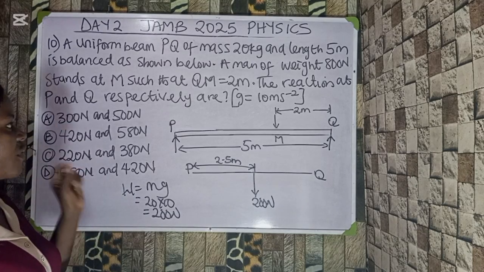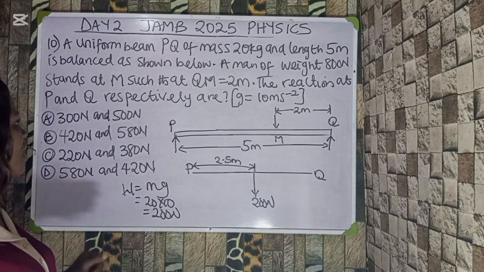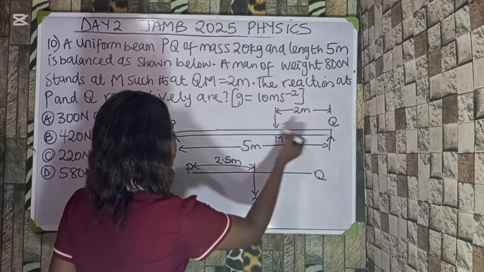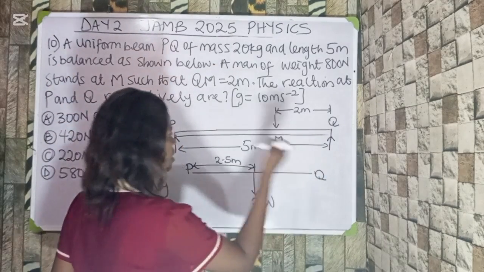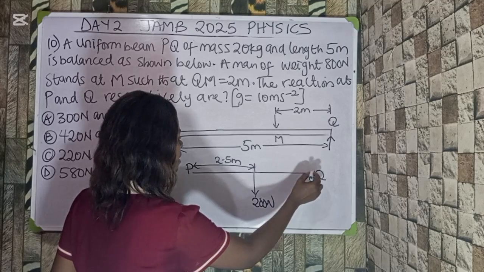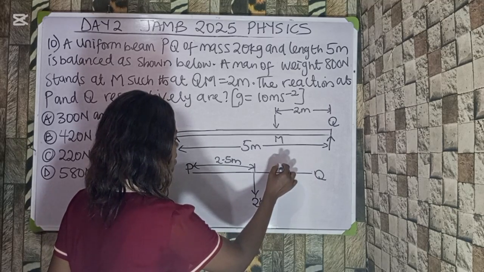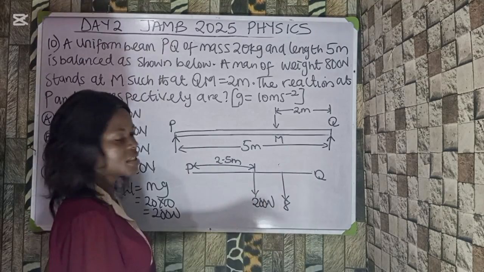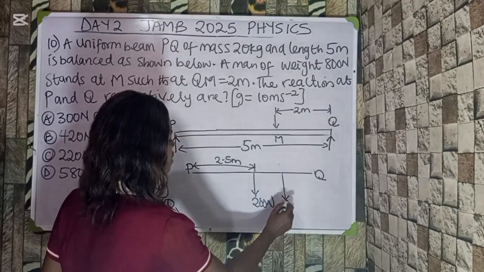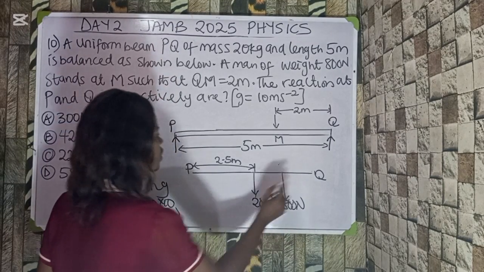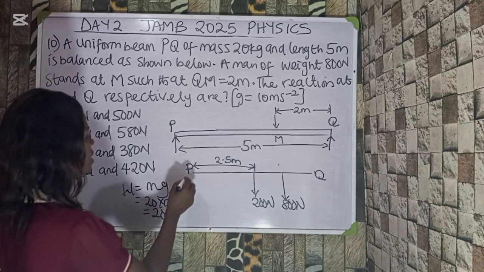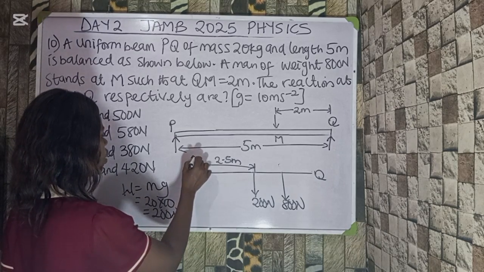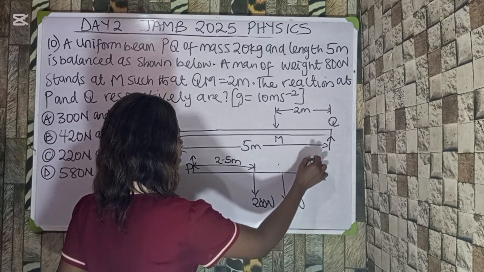A man of weight 800 Newton stands at M. So where is M? From here to here, it stands at 2 meters from point Q, right? So from here, I have 2 meters. See, this is the weight of the man. The weight of the man is 800 Newton. You're looking at the reaction. So the reaction at this point is acting up. Okay? Can you see it now?